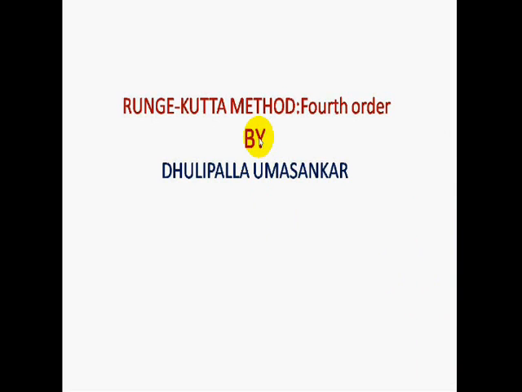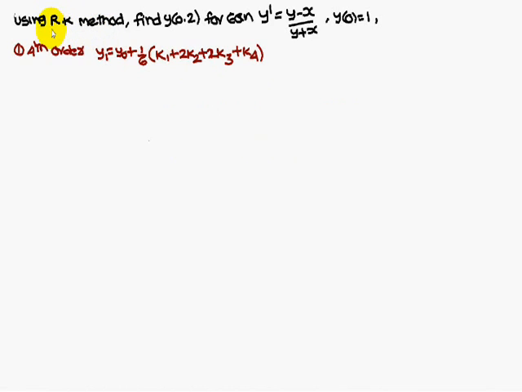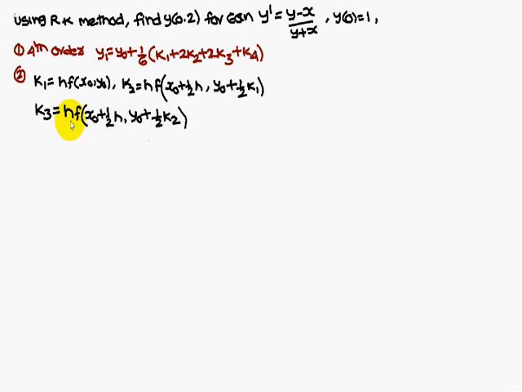Today we are going to discuss the Runge-Kutta method of fourth order. Using the Runge-Kutta method, find y of 0.2 for the equation y dash is equal to (y minus x) by (y plus x), given y of 0 is equal to 1. For the fourth order, y1 is equal to y0 plus 1 by 6th of (k1 plus 2k2 plus 2k3 plus k4). This is the formula, where k1 is h into f of (x0, y0), k2 is h into f of (x0 plus half h, y0 plus half k1). Similarly, k3 and k4 have their formulas.